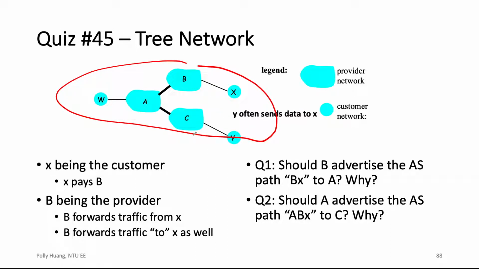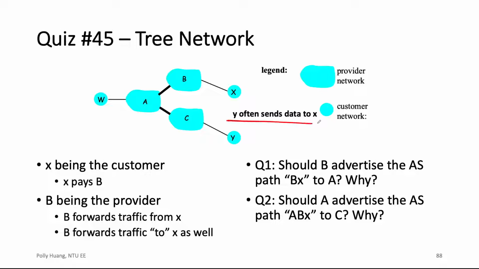So come back to quiz 45. We do have a network here. Okay. The legend is similar to the example we saw in the video. A, B, C. Okay, the bigger irregular shapes are the provider networks. And smaller circles, X, Y, and W, these are customer networks. Okay. And we do have Y here wanting to send data constantly to X.